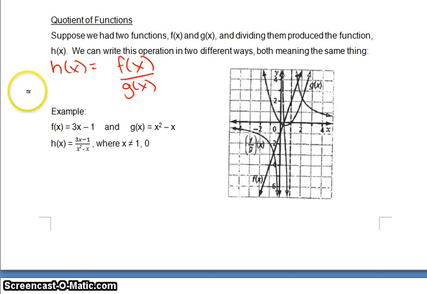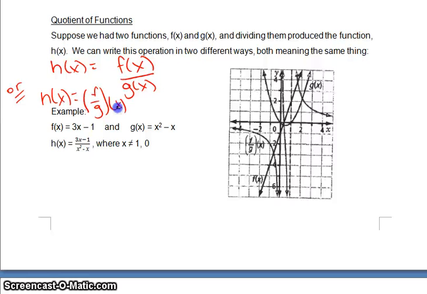Or, I'm just going to write this over here to make sure we have lots of room, we have h of x is equal to bracket f divided by g, and multiply that with the function x. So we're working with that variable x there. So that says the exact same thing. We're going to take f of x and divide it by g of x, and h of x there is our result.